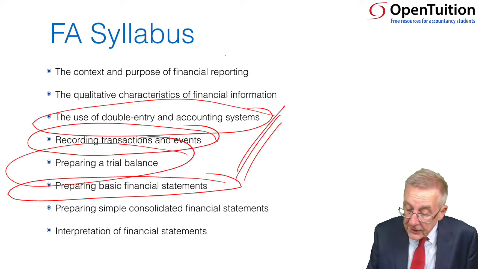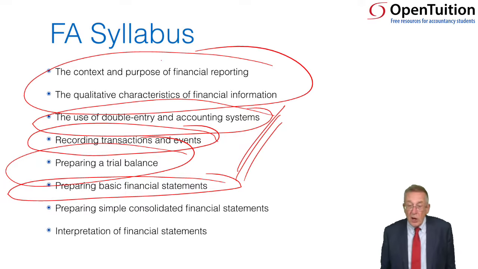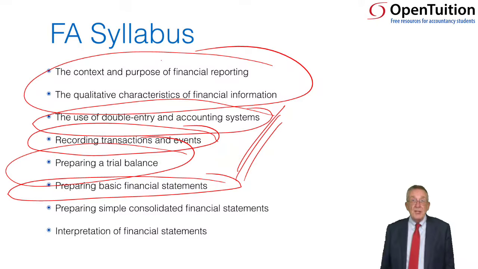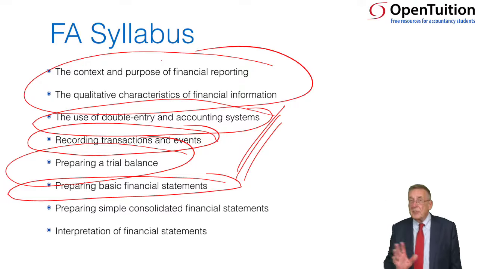The other bits, the context and purpose, is more background: what's the financial accountant's job, and the qualitative characteristics of the financial information, what we're trying to achieve with the information, but they're both very much background chapters.